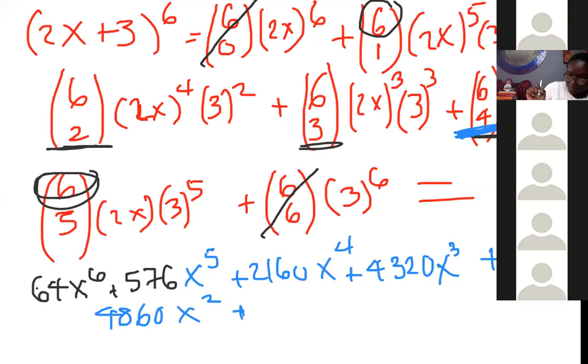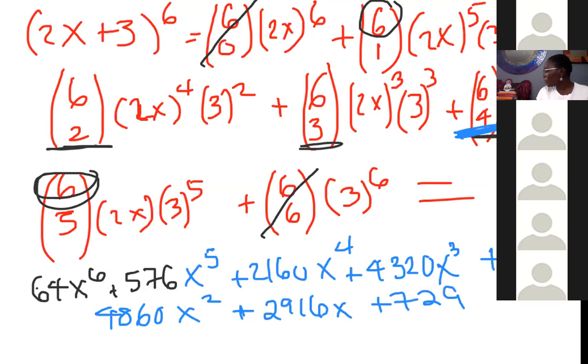Now we get to the 6th term, which is 6 times 2 times 3 to the 5th. So that's going to be 2916 x, just x. And then finally, 3 to the 6th power is 729. And there you go, guys. There you are.